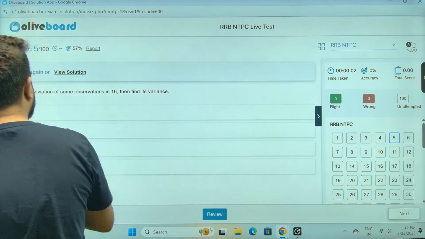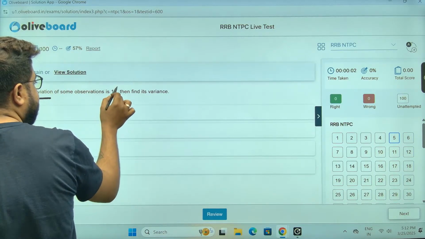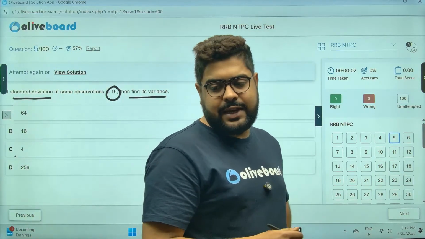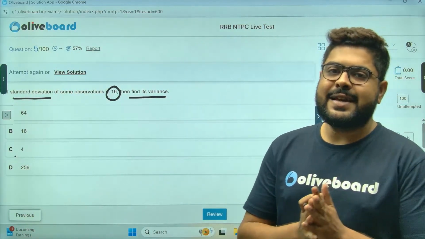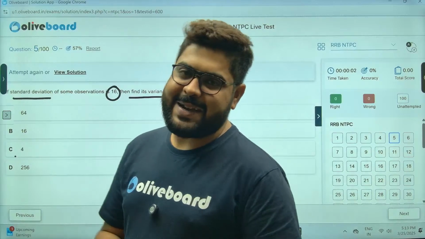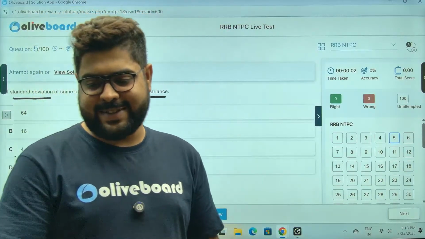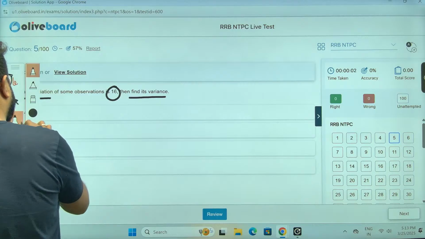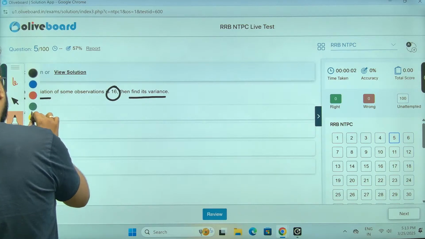The standard deviation is given as 16, and they are asking for the variance. It is a very simple question to start off with, right?